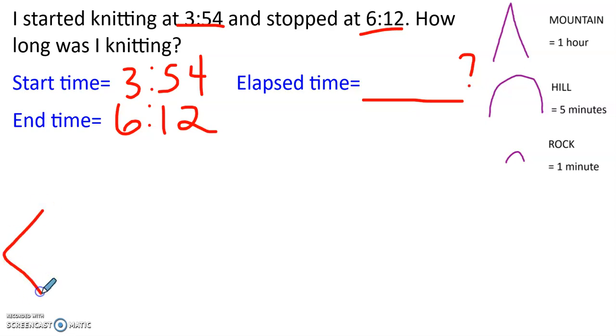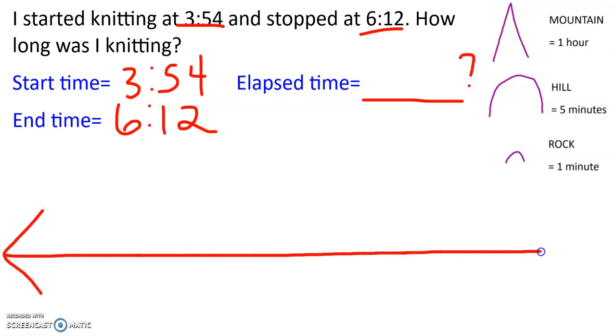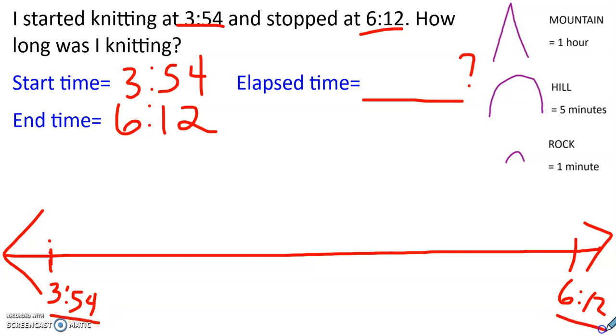I'm going to draw a number line. I'm going to put my start time. I'm going to put my end time. And now I've got to make enough jumps to get me from here to here without going over. And I'm going to use mountains, hills, and rocks.